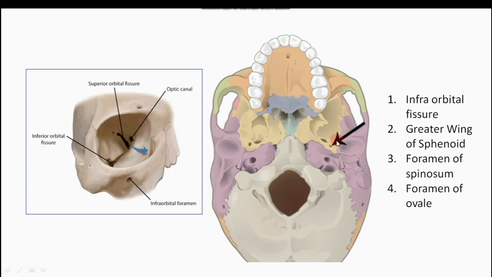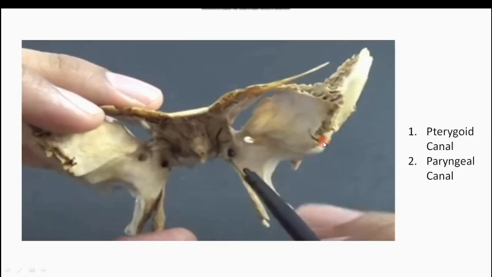This arrow which has been marked here, this is the foramen spinosum, whereas this one just anterior to this is foramen ovale. This is sphenoid bone, and here this is lesser wing and this one is the greater wing of sphenoid.